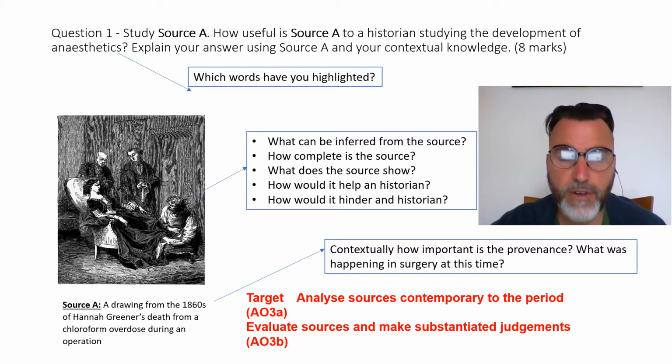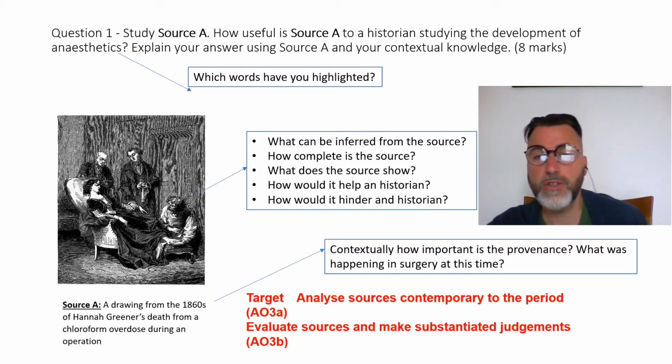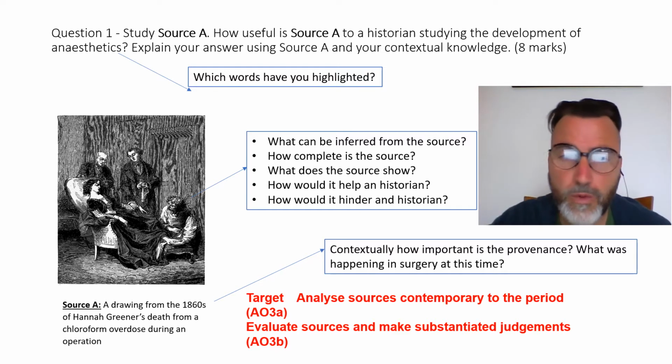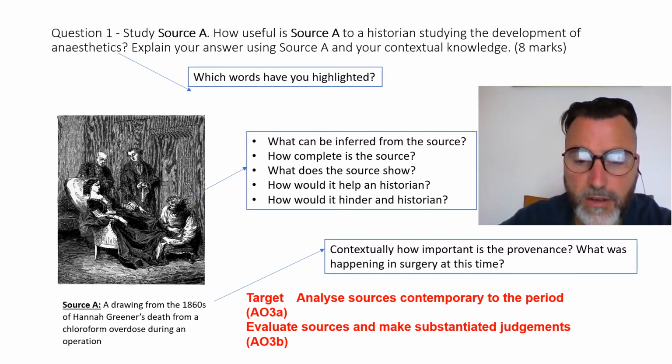Let's look at the question first and foremost. Study source A. How useful is source A to an historian interested in the development of anaesthetics? Explain your answer using source A and your contextual knowledge. Okay, which words would you highlight in that question? I'll give you a couple of seconds to do that. I'm going to put them up as I go through. Which words would we highlight?